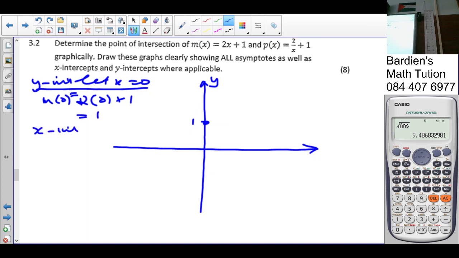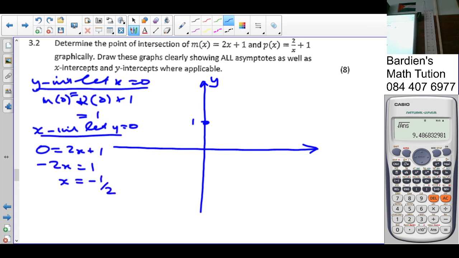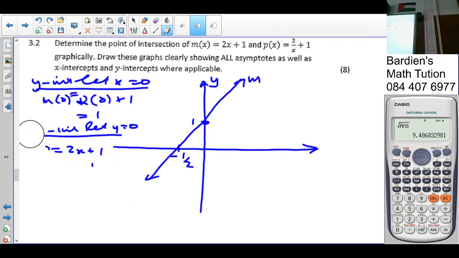X-intercept, what do you do for x-intercept? Let y equal to 0. We know it's going to be negative half, but say you didn't. So it's negative 2x is equal to 1. X is equal to negative half. You all agree with that? And of course the point it's going through is the graph of m of x. You all okay with that?